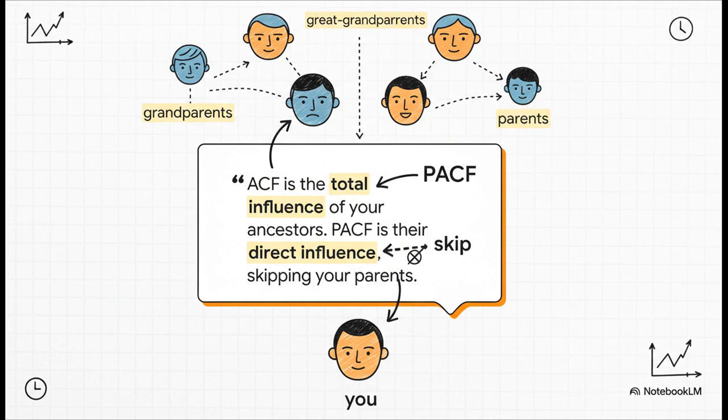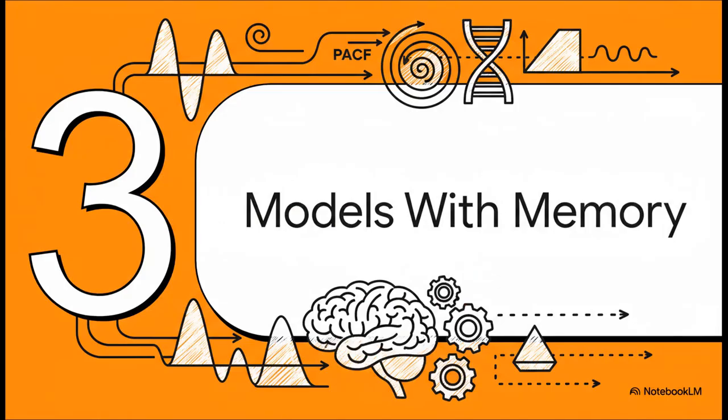The ACF is the sum total influence your great-grandparents have on you. That includes all the traits they passed down through your grandparents and then your parents. The PACF, on the other hand, is just their direct influence, those unique quirks you got from them that didn't come through your parents. It isolates that one-to-one link. So how do these fancy diagnostic tools actually help us?